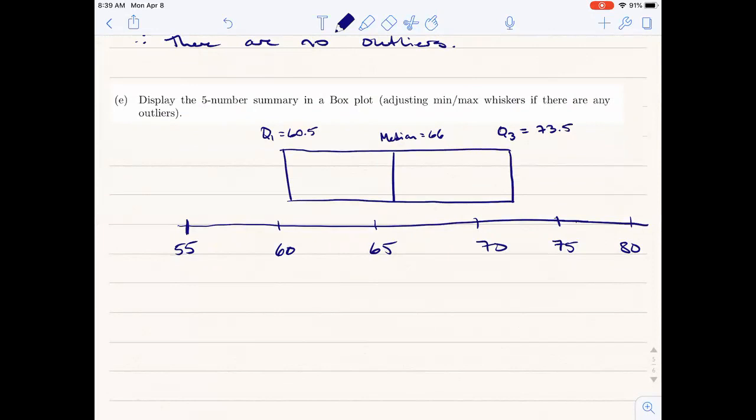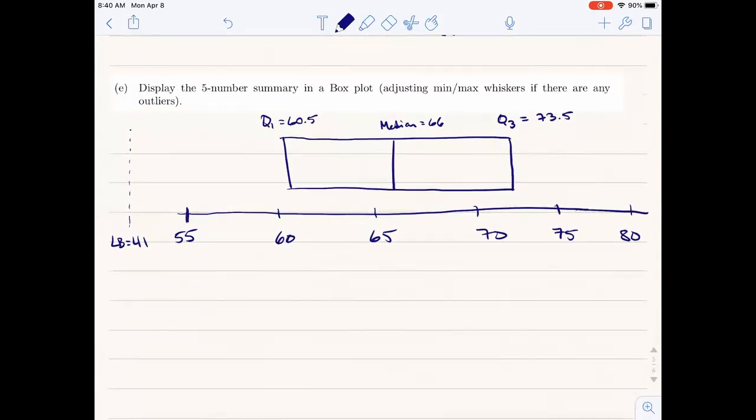Here's where you would draw your whiskers to your values, the last values that are inside the lower and the upper bound, right? And then if there are values beyond there, you would indicate them with a star. So for us, we've got our lower bound of 41 and an upper bound of, what was it, 93? Somewhere way out here. Upper bound is 93.